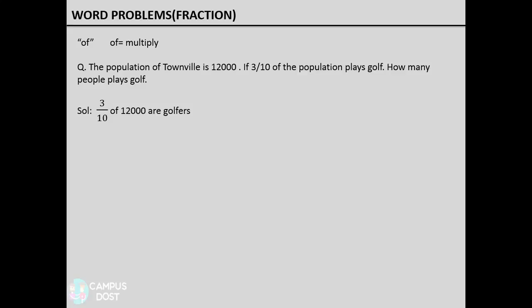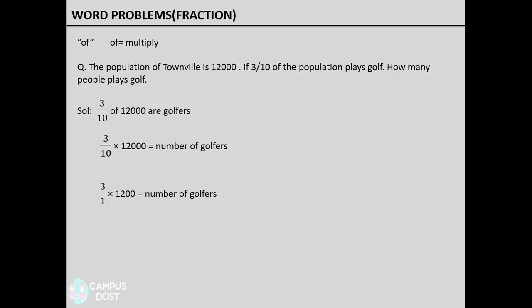So, we can take the fact that 3/10 of 12,000 people are golfers and rewrite it as 3/10 times 12,000 is equal to the number of golfers. At this point, all we need to do is to evaluate 3/10 times 12,000.